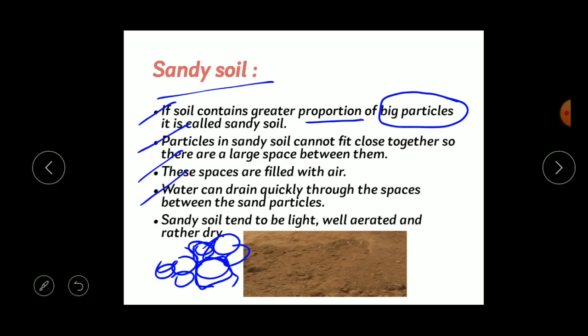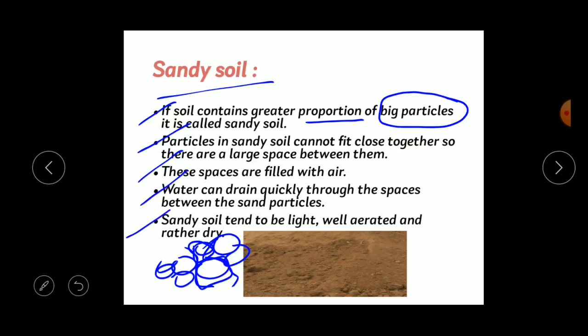Next is water can drain quickly through the spaces between the sand particles. Water can flow out very quickly through the spaces between the sand particles. Here there are a lot of spaces between the sand particles, so when you pour water over the sand, that water quickly drains, it quickly flows out. It cannot hold the water, right?